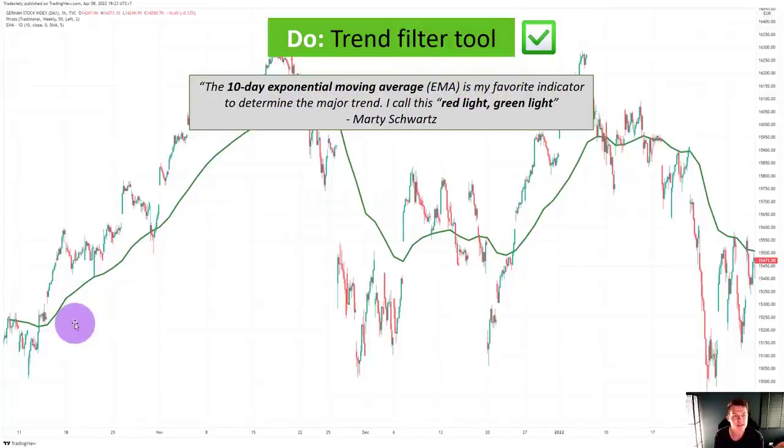What this basically means is that you use the daily 10-period EMA, which is the green line here, and whenever the market is above the moving average, you look for longs. It doesn't mean that just because the market is above the specific moving average that you automatically go long, but it is a filter. So you use it to determine whether you are looking for longs or shorts, and then you time your trades in that direction.